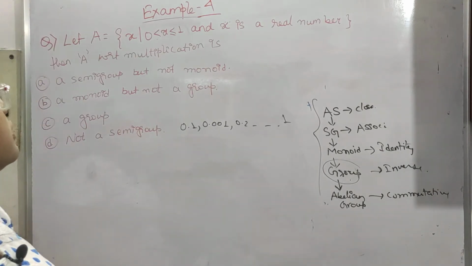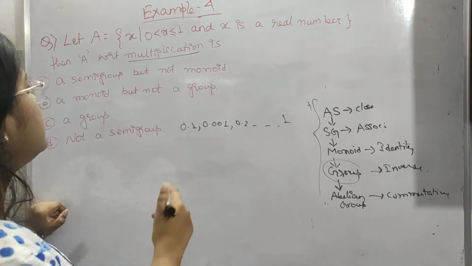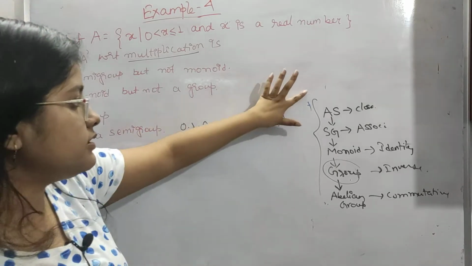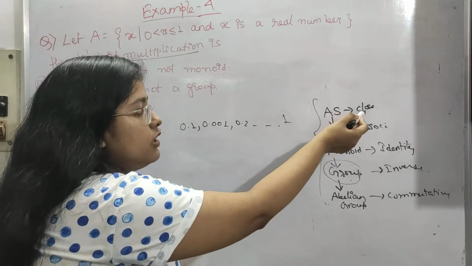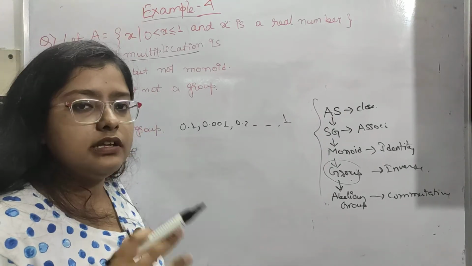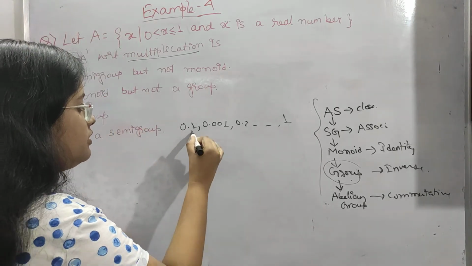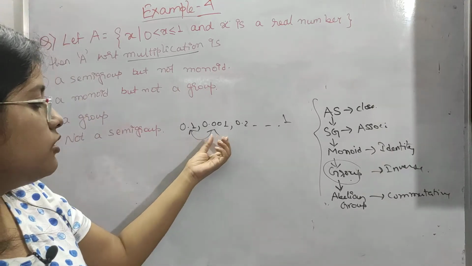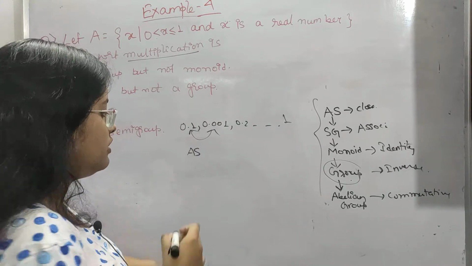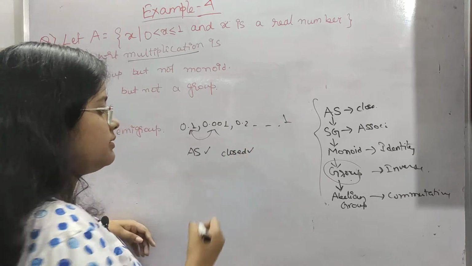So we have to find out with respect to multiplication. Our binary operation is multiplication here. So we have to find out semi group or not, monoid or not, everything. First thing is closed or not, to find out if it is an algebraic structure. If we multiply anything, you can check it with a calculator also, it will always come down within 1 only. Okay, so since it is closed, this is an algebraic structure.